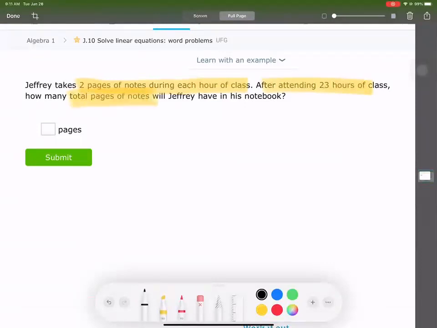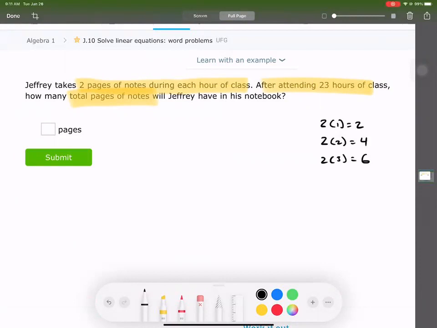So we're going to do this a couple of different ways. One, if I just say 2 pages per hour, after 1 hour it's 2 pages. After 2 hours, we end up with 4. After 3 hours, he'll end up with 6 pages of notes. And we could do this for 23 hours, and this will take us forever. But probably you guys are thinking the same thing already. We have multiplication for this.